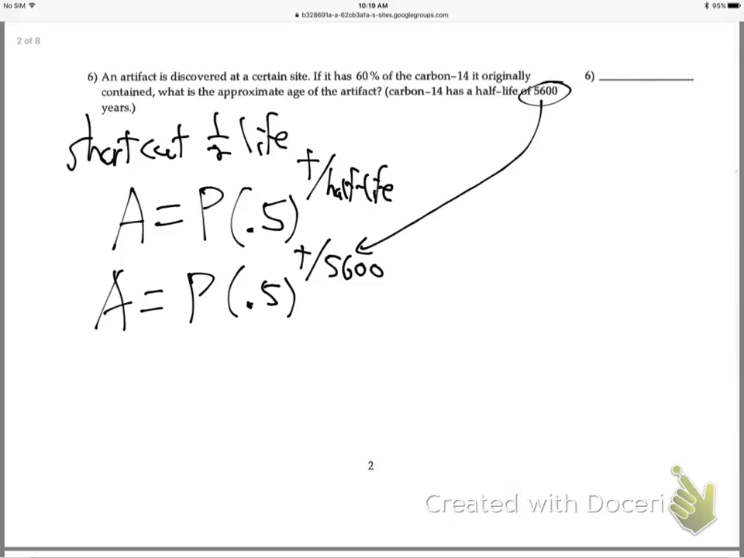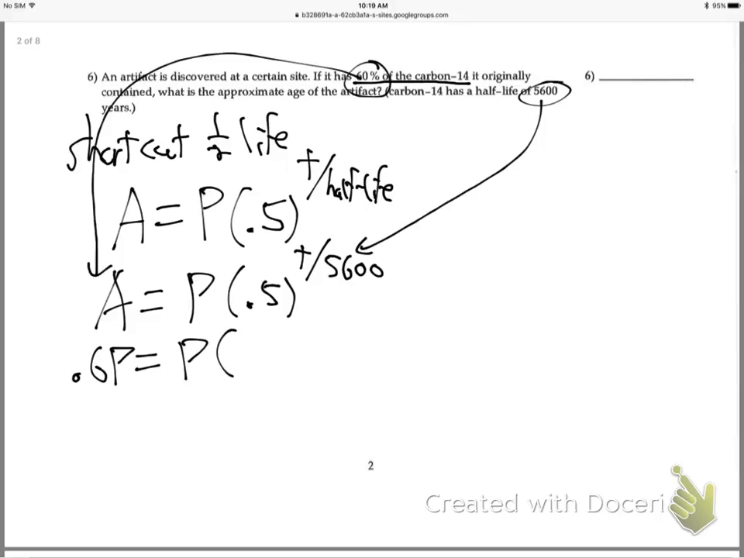All right, now what do we do? It says the artifact is discovered at a certain site. It has 60% of its carbon-14. I'll give you a second on that. What do you do with that? Yeah, 60%, they're telling you the amount is 0.6 of P. Or you could just make P 1 and A 0.6.